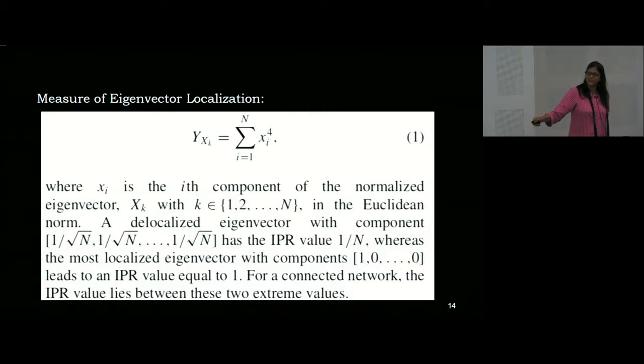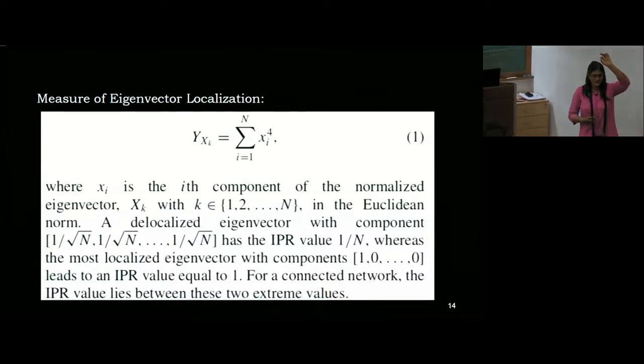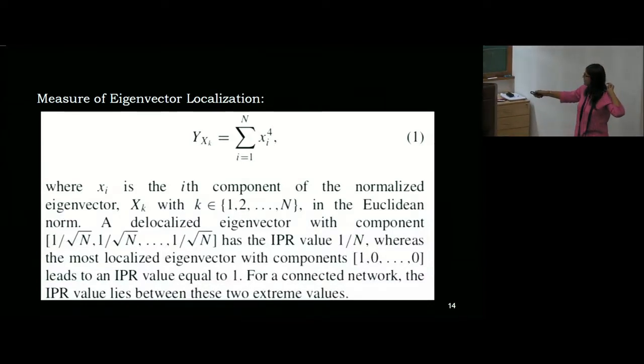So if we take this capital X1, this is the PV, and xi will be the ith component of the first eigenvector. A delocalized eigenvector means all components of that eigenvector will be the same, which would be 1 upon root n, because this eigenvector is normalized. If we take the square of all these components, that will give us 1. It means all nodes have the same weight, the same contribution in the eigenvector. And the IPR of this kind of eigenvector would be 1 upon n. The most localized one means in the vector you have only one component which is 1 and all other components are 0. Again it is normalized, and in that case the IPR would be 1.